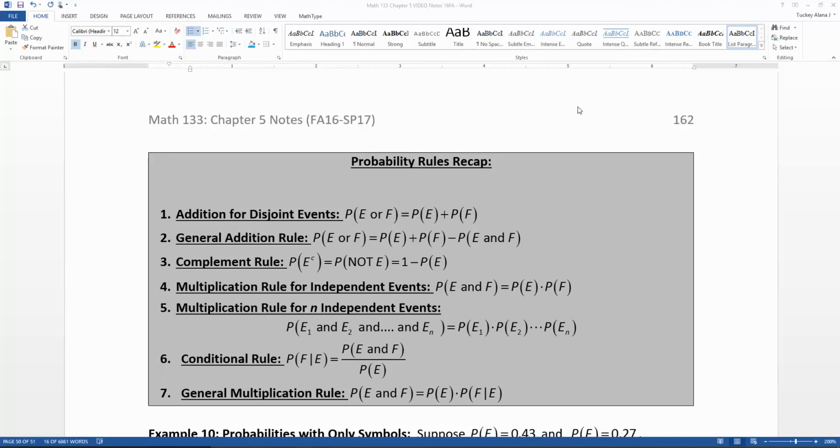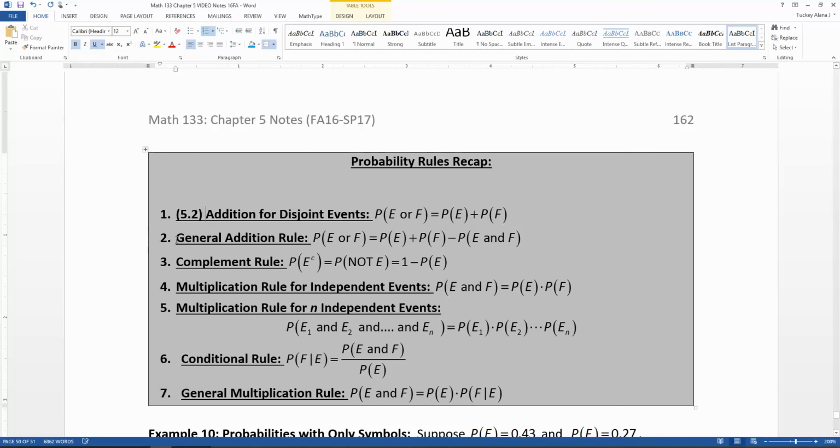In this video, we just want to do a quick recap of all the rules we've learned in Chapter 5, because boy have we learned a lot of them. So let's recap them. We learned the addition rule for disjoint events. In case you're interested, we learned that in Section 5.2. We learned in Section 5.2 as well the general addition rule, which is when they're not disjoint. Right? We also learned the complement in Section 5.2, the complement rule.